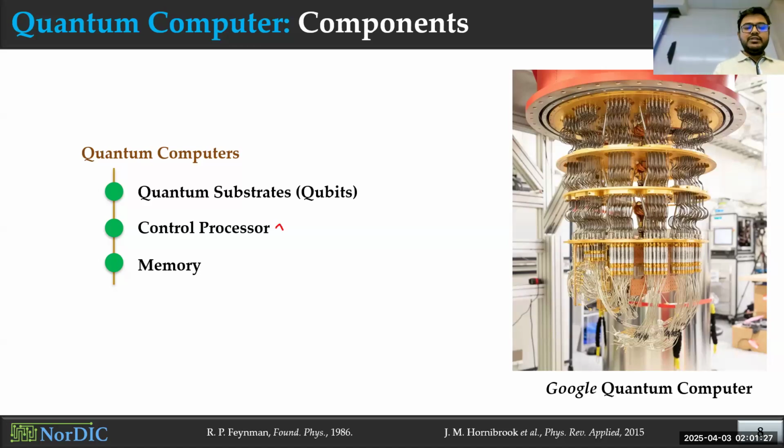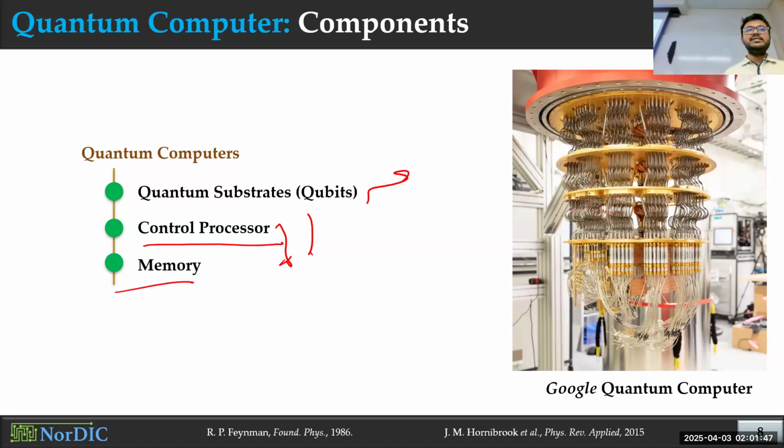And with that, you still have some classical components. To control these qubits and also to read out and store the qubit states, you still need a controller and a memory system. And these are classical. These are not quantum. Okay. So only the qubits are quantum, and you still need these classical components.